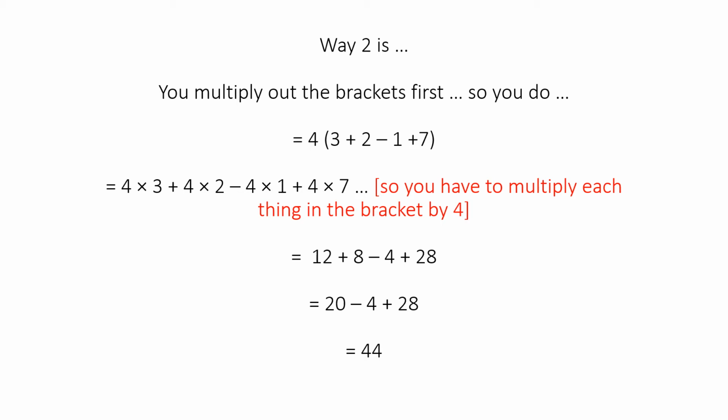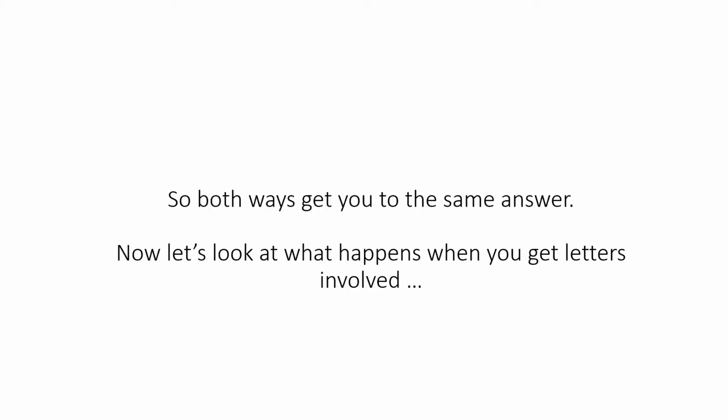So you multiply each thing in the bracket by 4, and just be careful because you've got a minus sign in there as well. So you've got 4 times 3 is 12, 4 times 2 is 8, 4 times 1 is 4, just careful because that's a minus, and then 4 times 7 is 28. So you've got 12 plus 8 minus 4 plus 28, and adding the 12 and the 8 together, you've got 20 minus 4 plus 28, which is 44. And again, it's good that you get the same answer whichever way you do it.